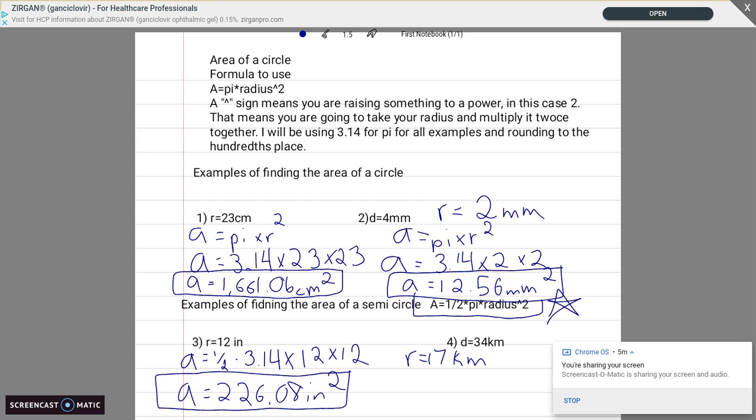Now I'm going to find the area of the whole circle. Area equals 3.14 times 17 times 17. So 3.14 times 17 times 17. And that gives me 907.46. But I'm going to divide that by 2 because I only want half of that answer. And my final answer is going to be 453.73 kilometers squared. That's going to be the area of my semicircle.